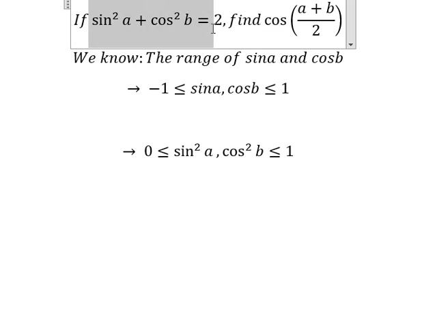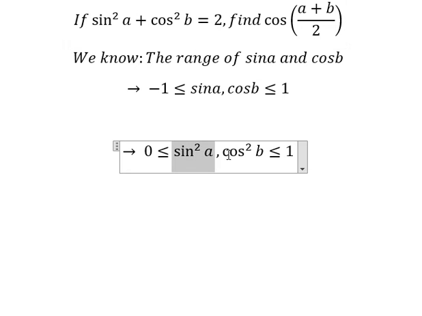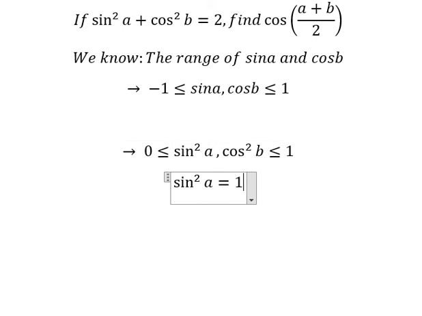If we look carefully at this equation, we have number 2 in here. The maximum for this one and this one is 1 and 1. That means sine squared a and cosine squared b should each be equal to 1. So in this situation, sine squared a equals 1 and cosine squared b equals 1.